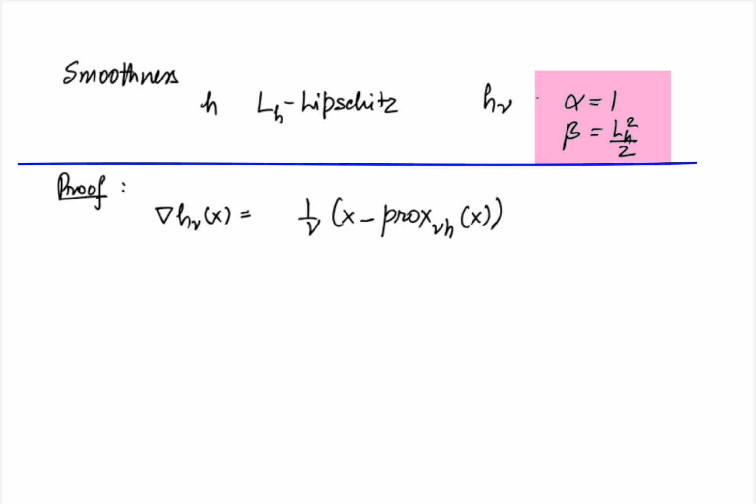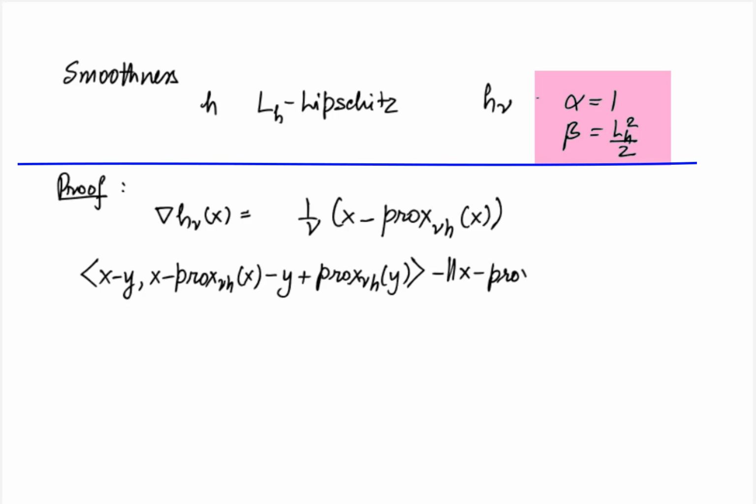So consider the following quantity: the inner product of (x - y) with (x - prox_νh(x) - y + prox_νh(y)), minus the norm squared of (x - prox_νh(x) - y + prox_νh(y)). Right, so this is the quantity. If we can show that this is greater than or equal to 0, then it would imply that x minus prox with respect to νh of x is firmly non-expansive.